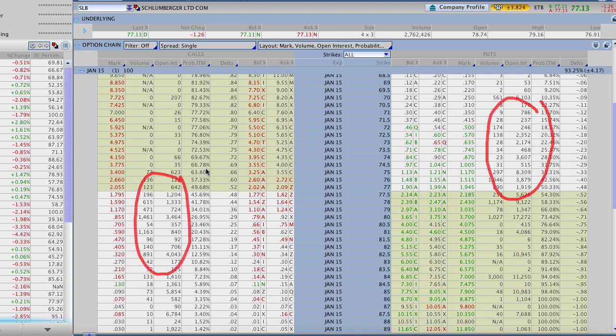So there's definitely a lot of liquidity in this market, and that makes it a really, really good trading setup. The other thing that we want to quickly take a look at is the expected move.